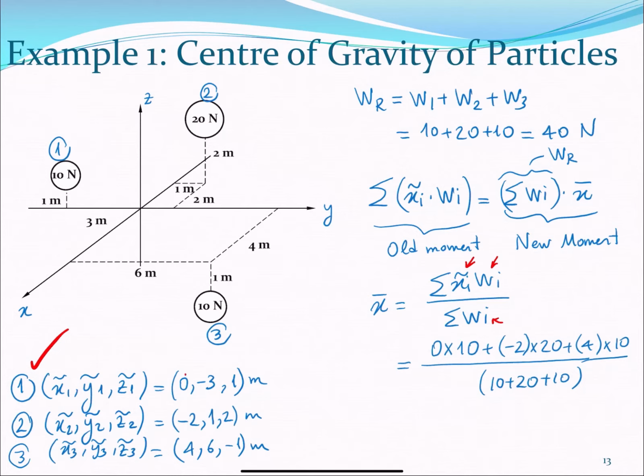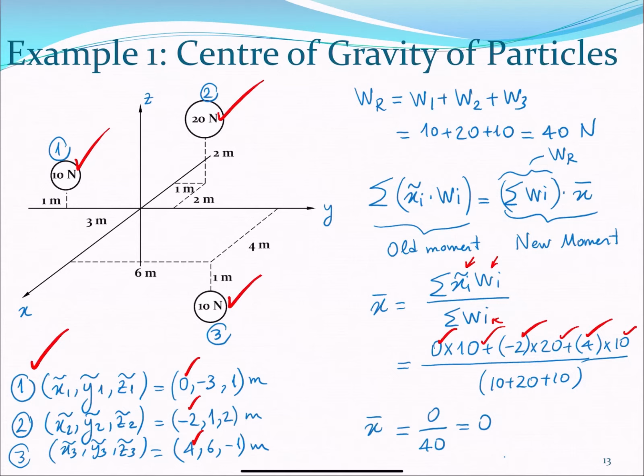So I have 0, minus 2, and 4 times the weight of each particle, 10, 20, and 10, divided by 10 plus 20 plus 10, that's the weight of each particle. And I get x bar equal to 0. So the first coordinate of the center of gravity is going to be 0.